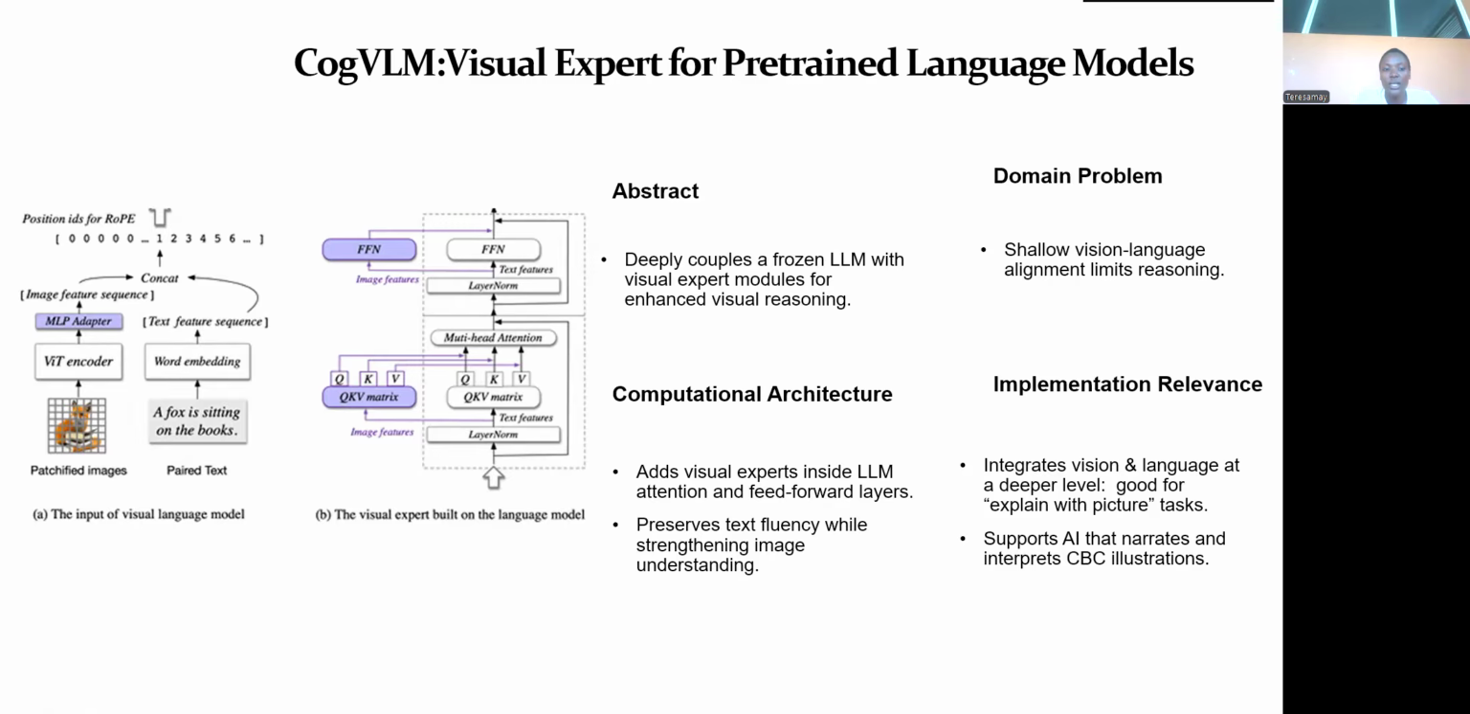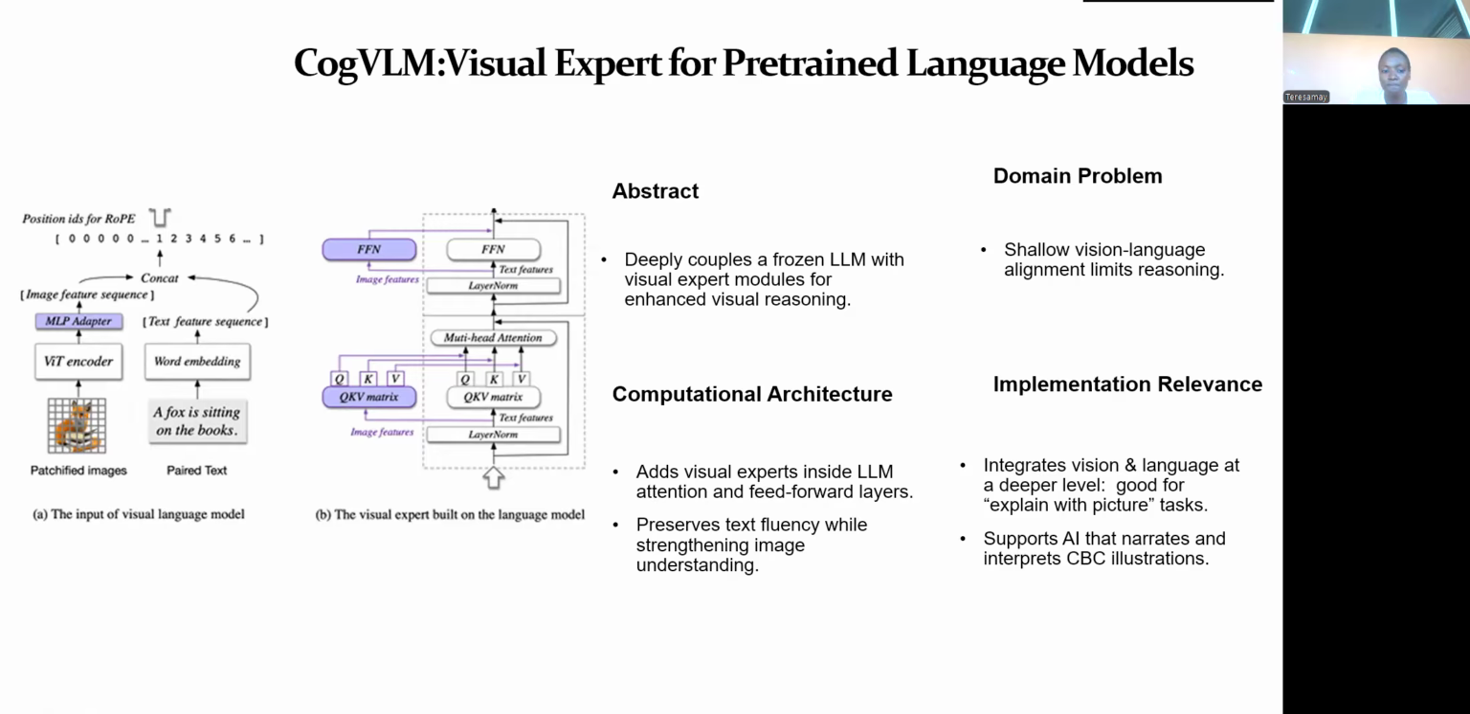So for our project, this model approach is useful because CBC lessons often involve visuals that require reasoning. For example, if a model is to interpret community maps, maybe explaining diagrams in science, or even understanding artistic illustrations. So it requires great reasoning. So that means that adding a visual expert model helps the AI model generate more accurate educational explanations from the images that are provided to it.